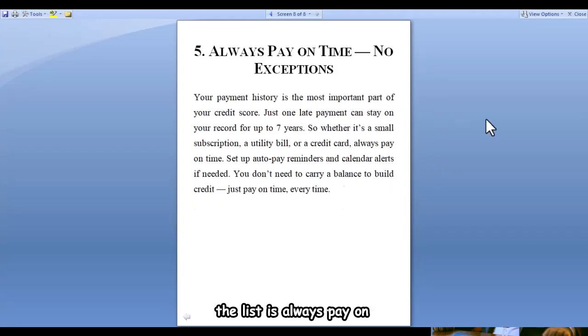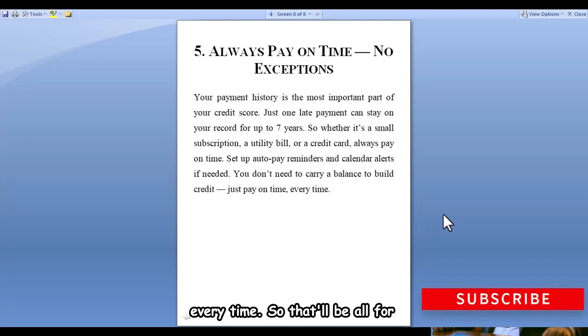So the last one on the list is always pay on time, no exception. Your payment history is the most important part of your credit score. Just one late payment can stay on your record for up to 7 years. Whether it's a small subscription, a utility bill, or a credit card, always pay on time. Set up autopay, reminders, and calendar alerts if needed. You don't need to carry a balance to build credit. Just pay on time every time.